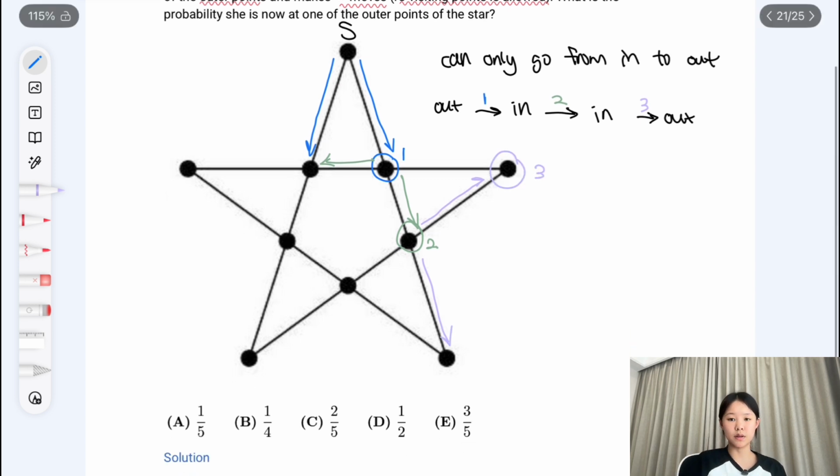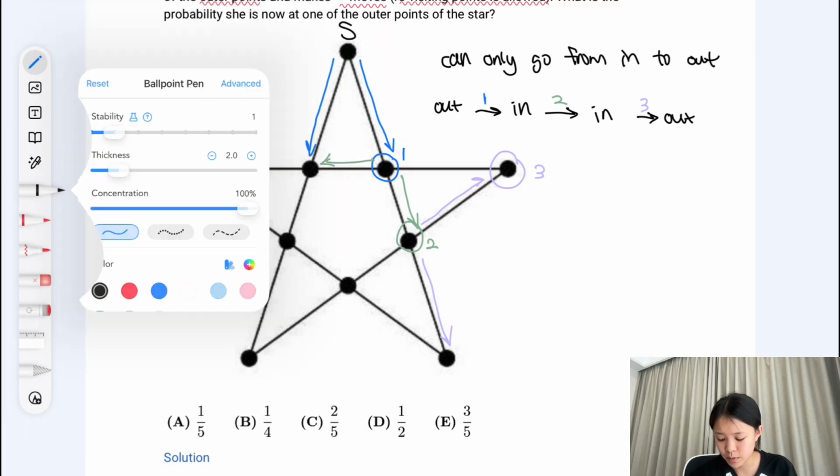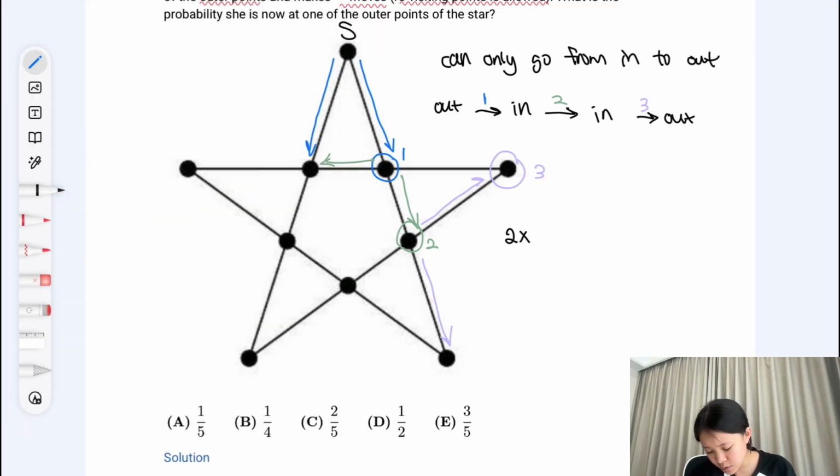So what we notice here is that each path, assuming she has the goal of reaching an outer point, she has to take 2 paths and make 2 choices at every turn. So in total, we can write that out as a probability: 2 times 2 times 2, since she has 3 moves, and at every move she has 2 choices.